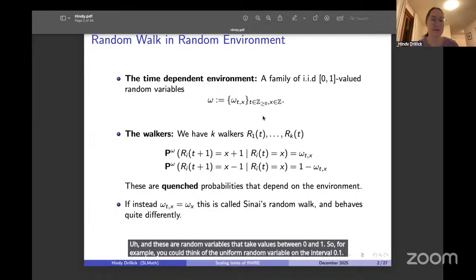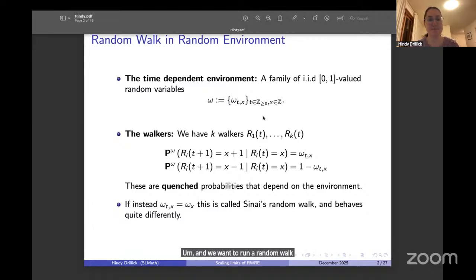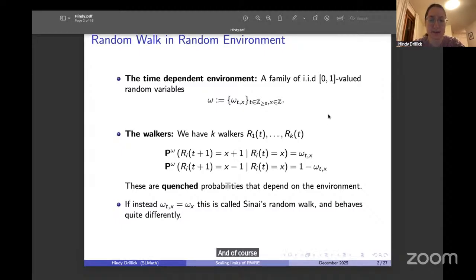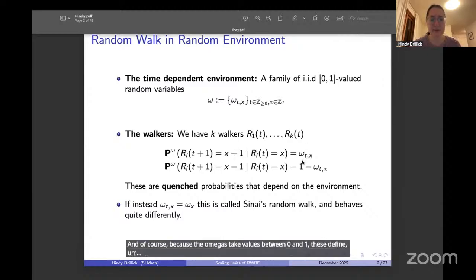And we want to run a random walk in this environment. The way that we do this is if the random walker is at position x at time t, then it will take a jump to the right with probability omega(t, x), and it will take a jump to the left with probability 1 minus omega(t, x). And of course, because the omegas take values between 0 and 1, these define probabilities.